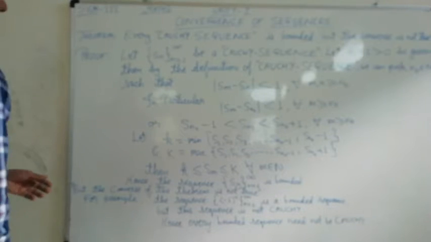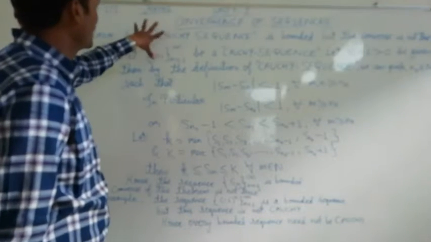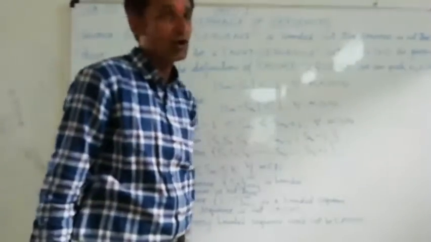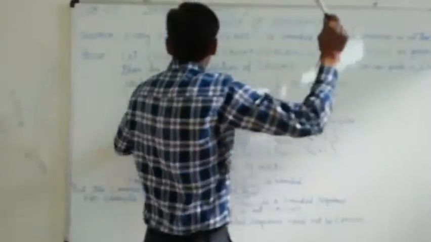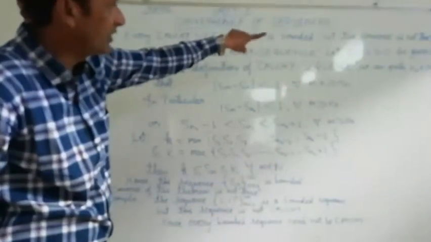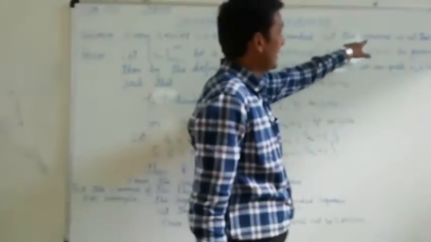Now see the next theorem of this unit. Every Cauchy sequence is bounded, but the converse is not true. What do you mean by this? Every Cauchy sequence is bounded, but the converse is not true means that every Cauchy sequence is bounded, but every bounded sequence may not be Cauchy. So this is the part which tells us that the converse is not true.